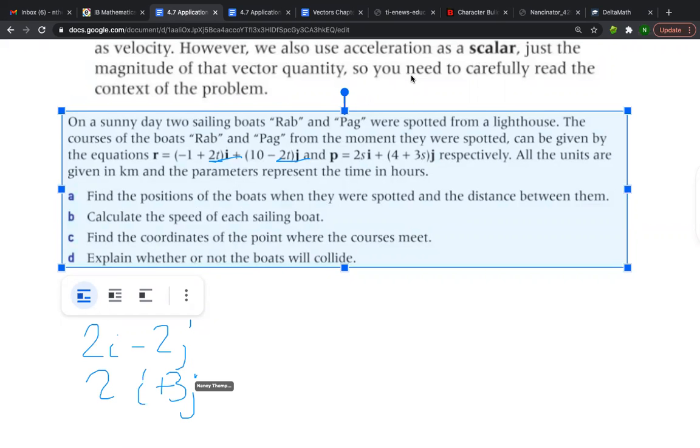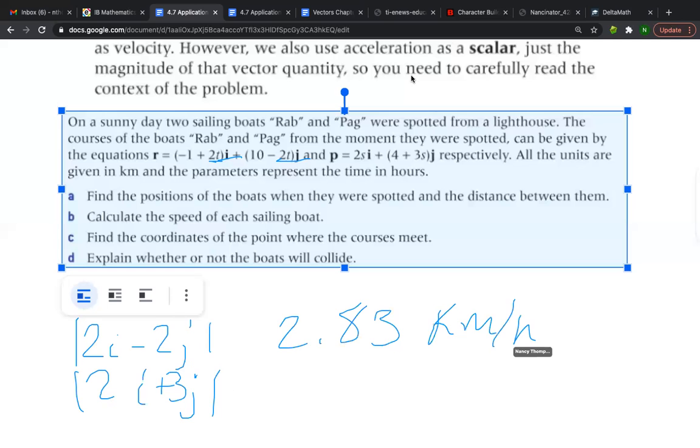Okay, and then we're going to take the magnitude of each of these. And you should end up getting, for the first speed, 2.83 kilometers per hour. And for the second one, it is 3.61 kilometers per hour. So that's part B.